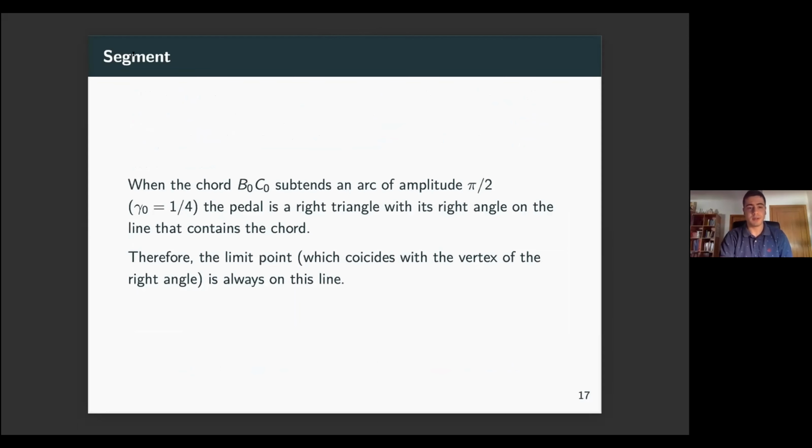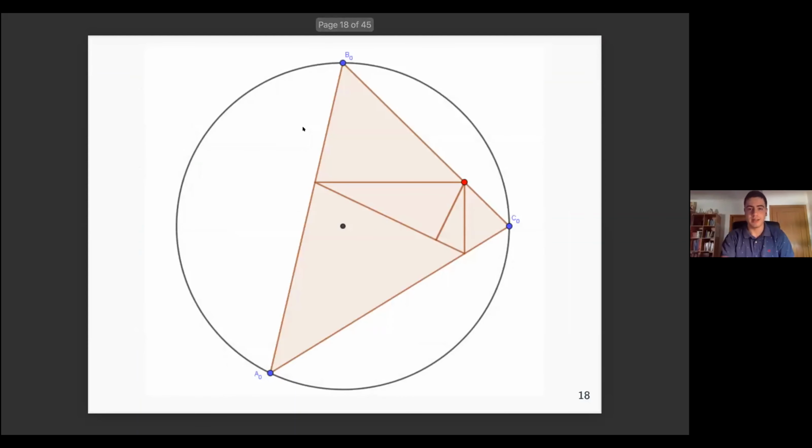Another very simple curve to describe is the segment. This happens when the chord of the fixed points subtends an arc of amplitude pi/2. And so the pedal will be a right triangle with the right angle at the, well, I can show you. The pedal will be a right triangle, and the right angle will be in the line that contains the chord of the two fixed points.